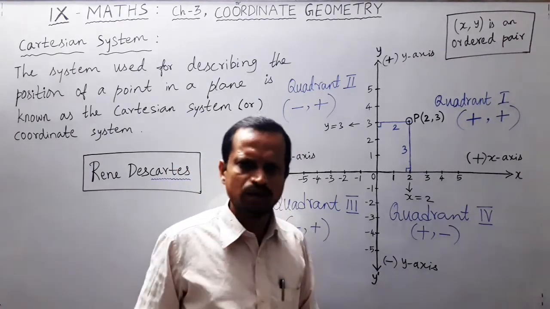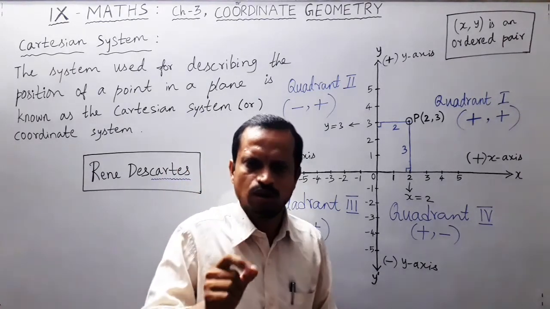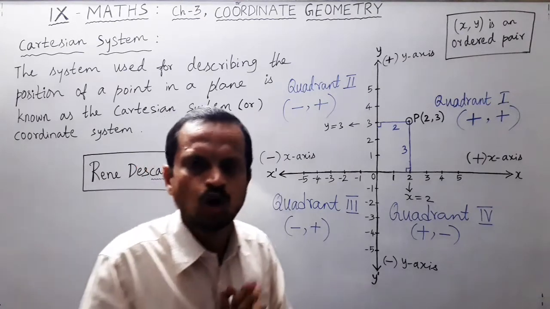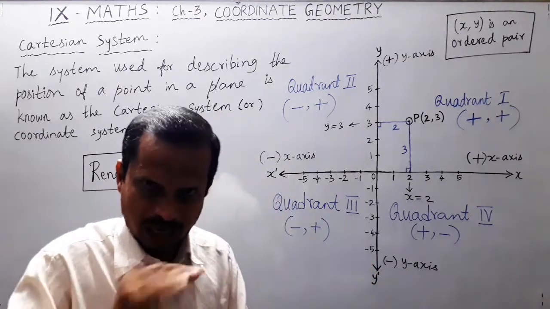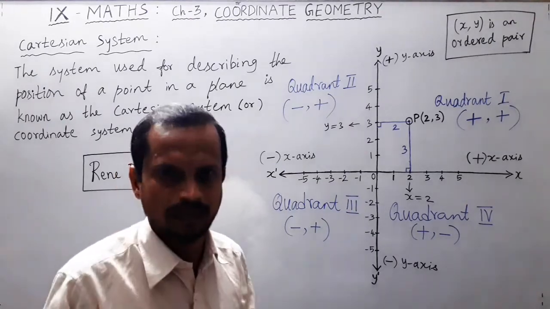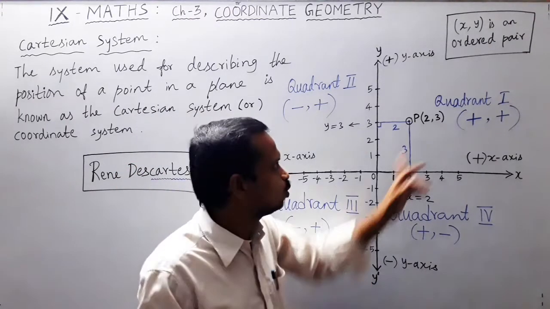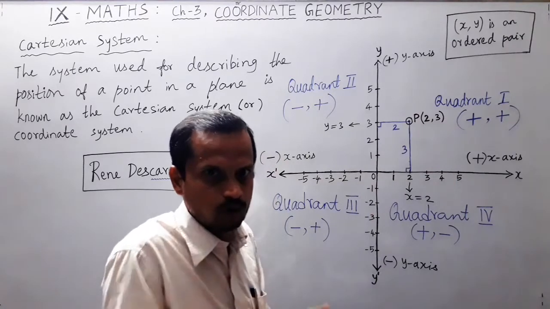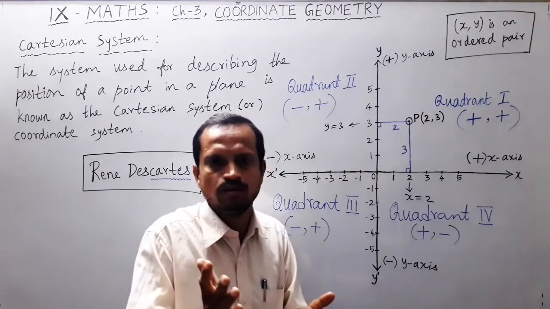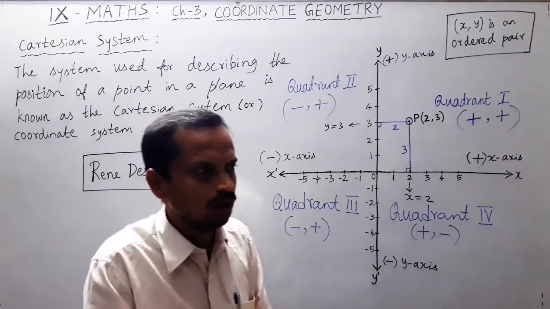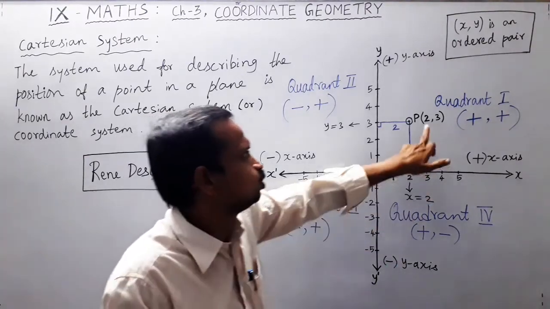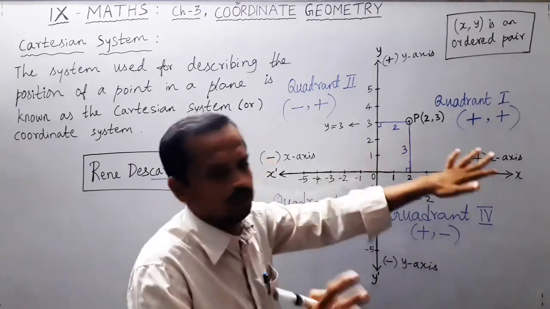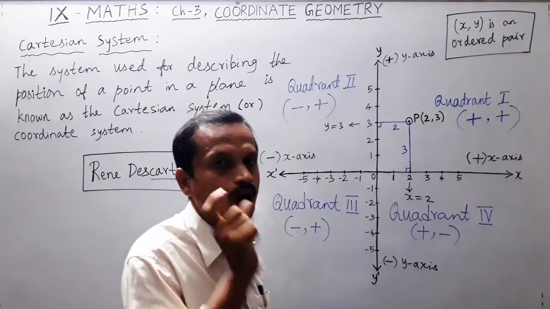But the pair of values you should take in order. Which order? First x should come, and then after the comma you have to write y. So they are separated by a comma: 2 comma 3. If you put 2 3, then it will be like 23. So separated by a comma, x comma y. Here x is 2 and y is 3, so 2 comma 3. That is the order.